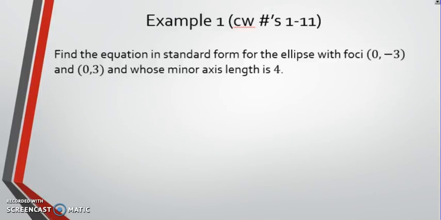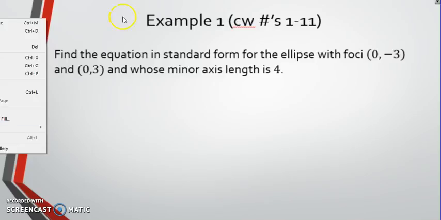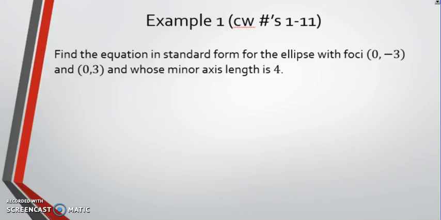So here's our first example. They want us to write in standard form the equation for an ellipse with foci at (0, -3) and (0, 3). You can see that in this graph, and it might help you to even draw the points somewhere as a rough sketch. You have a coordinate that goes down 3 and a coordinate that goes up 3, and those are the locations of the foci.